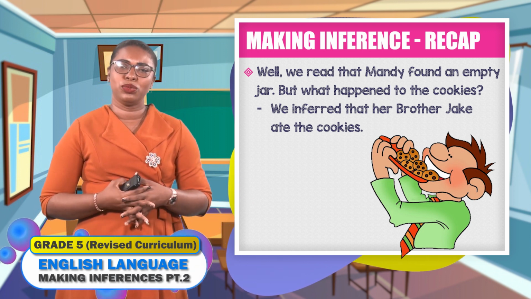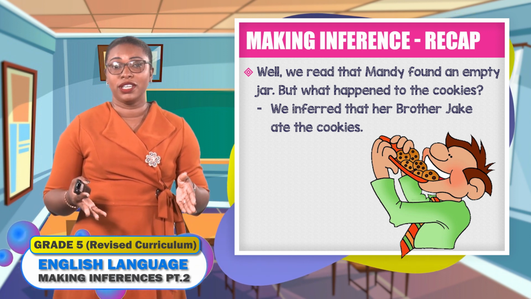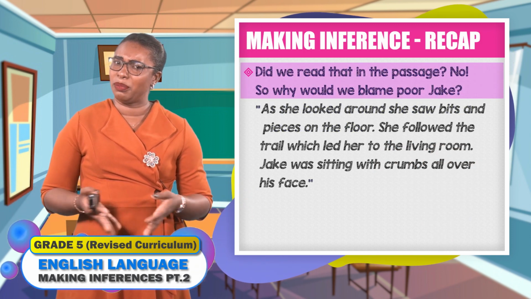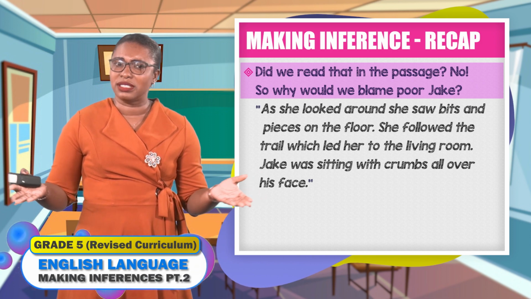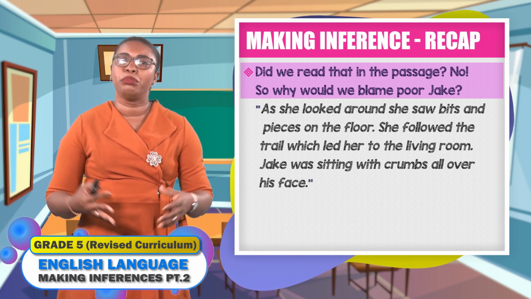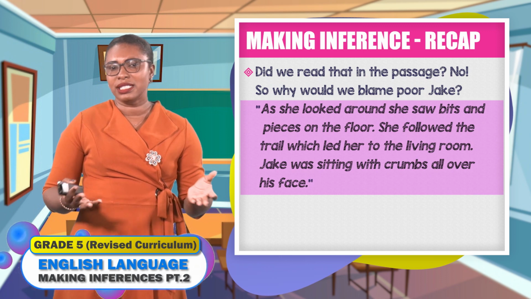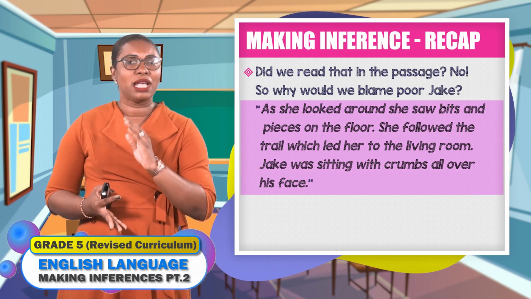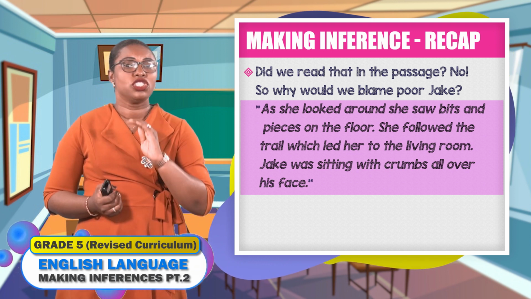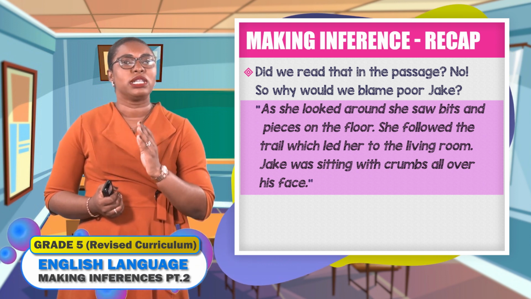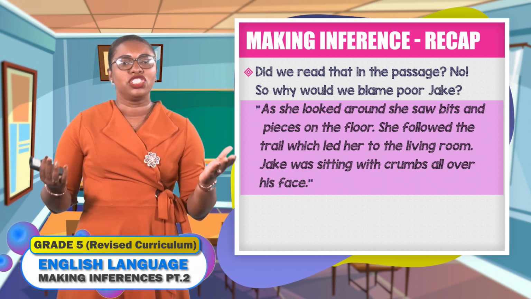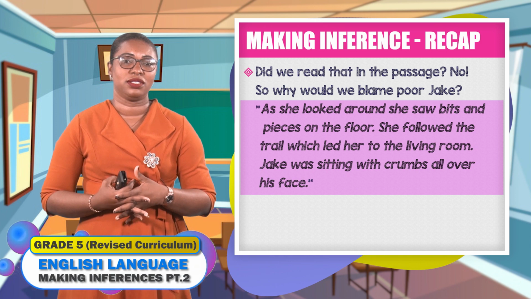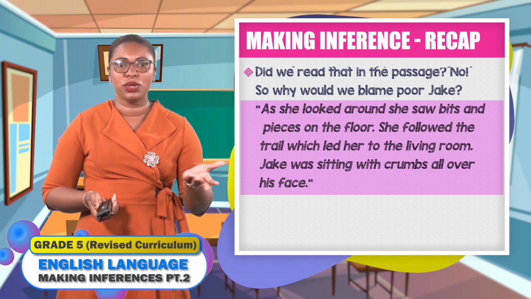Let's see what we inferred. We inferred that her brother Jake ate the cookies. But did we read that in the passage? No, we didn't. So why would we blame poor Jake? Let's look at the clues. It says, she saw bits and pieces on the floor. She followed the trail, which led her to the living room. Jake was sitting with crumbs all over his face. Oh my goodness, there we have it.